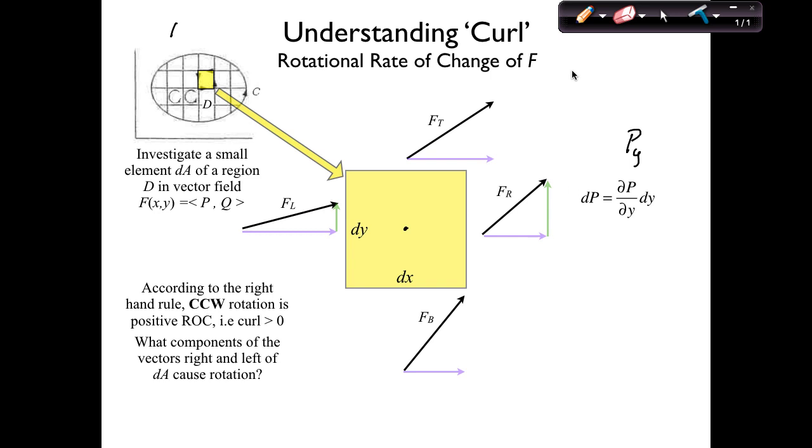All right, so we've got some more fun animations here. So we don't need that, and we don't need that. So these are the four components that are going to contribute to turning. For a change in y, we want the horizontal components. And for a change in x, we want the vertical components. That's what's going to cause this thing to turn.